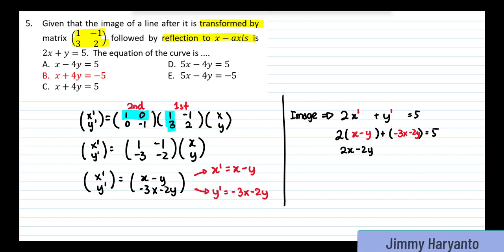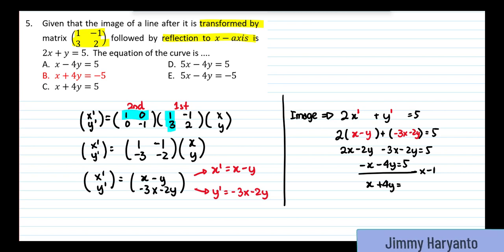2x minus 2y minus 3x minus 2y equals 5, and then -x minus 4y equals 5. Let's multiply them all by -1. You'll have x plus 4y equals -5. There you go. This is for number 5.